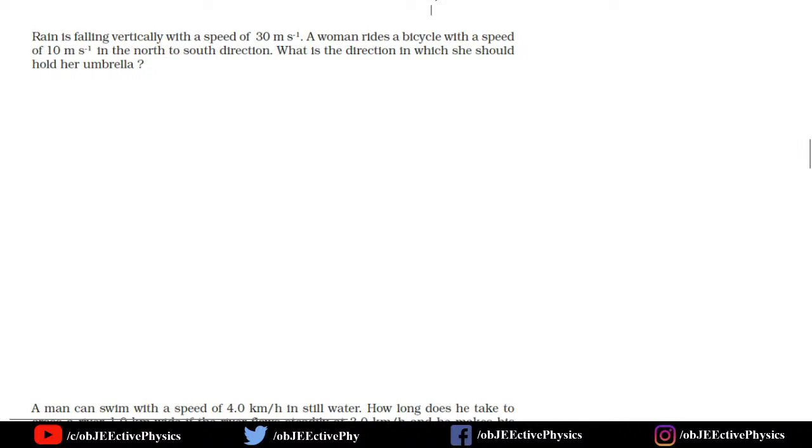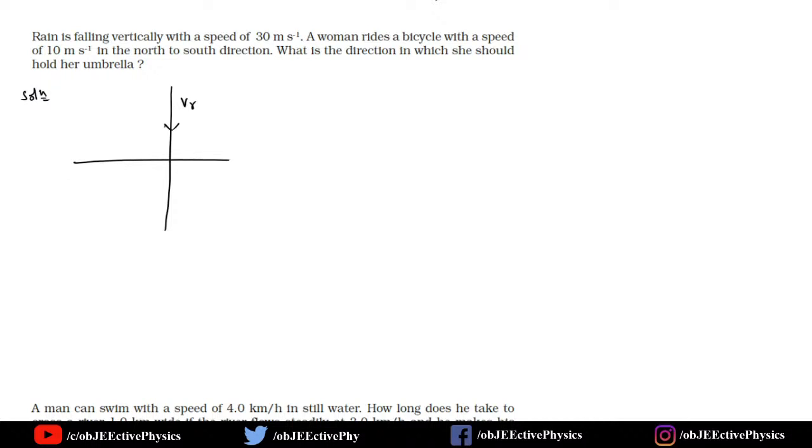Rain is falling vertically with a speed of 30 meters per second. A woman rides a bicycle with a speed of 10 meters per second in the north to south direction. What is the direction in which she should hold her umbrella? See, in this question, rain is falling vertically downwards with velocity Vr.